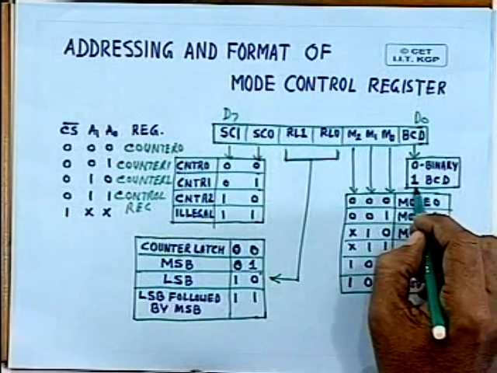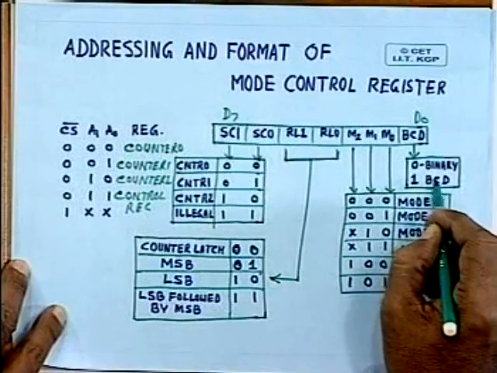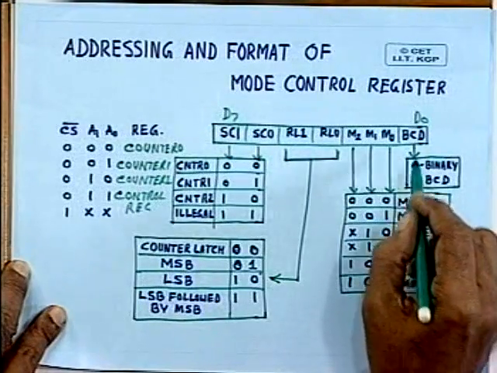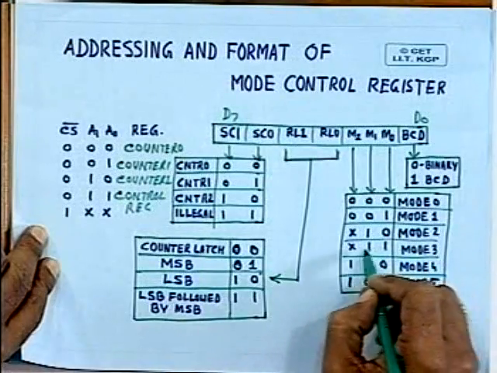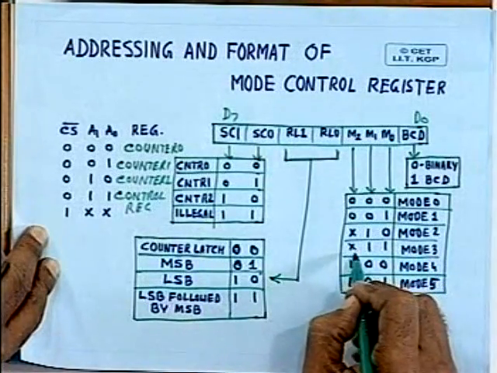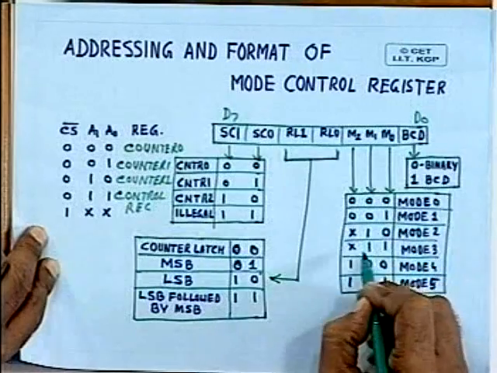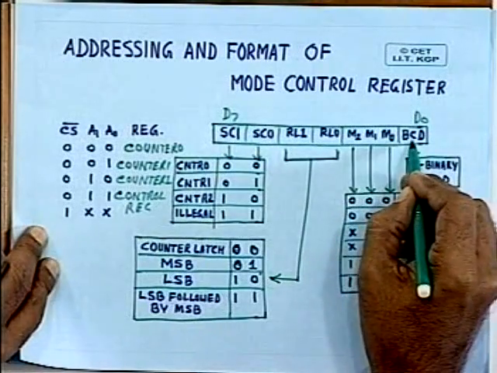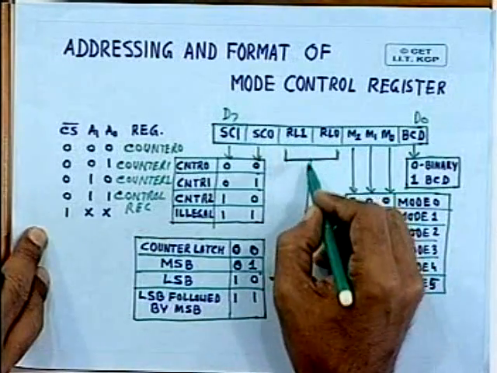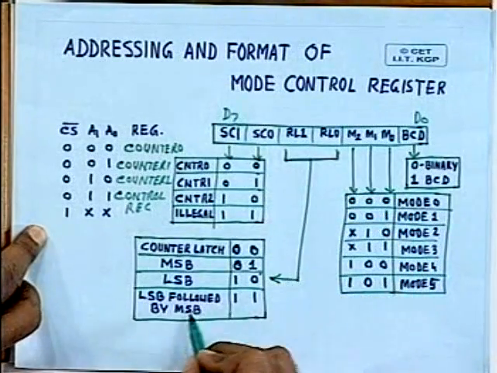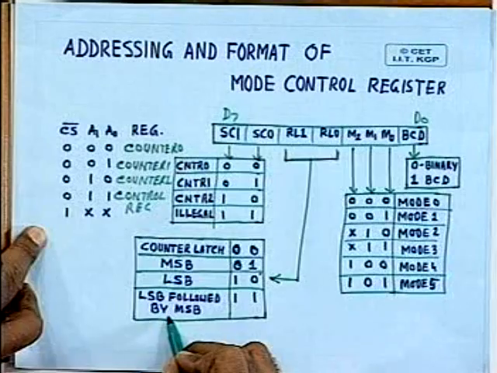Let's assume that the counter has to be a BCD counter, a binary BCD counter. So we shall make this bit 1. The mode will be mode 3, so let's assume it is 0, 1, 1 and 1. The last 4 bits will be 1, 1, 1 and 0. Here you want to load the LSB followed by MSB.